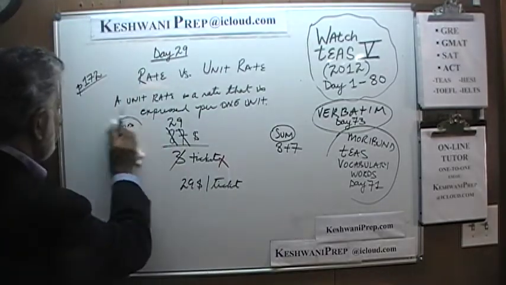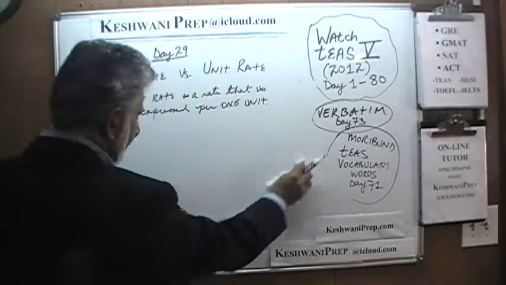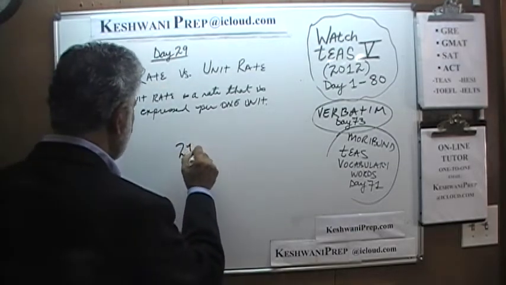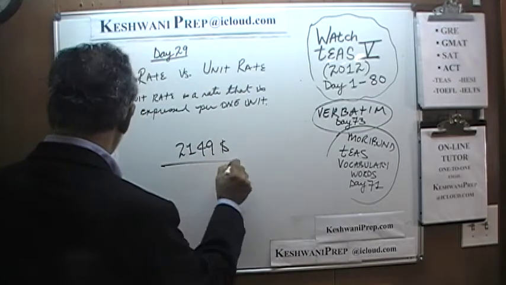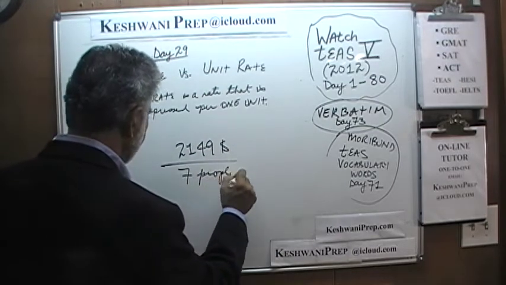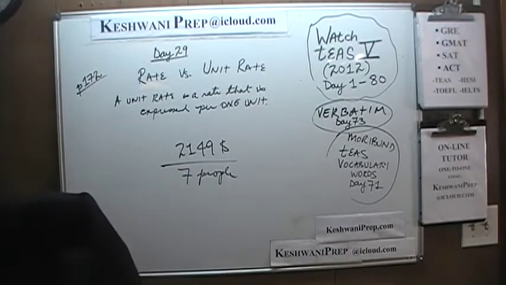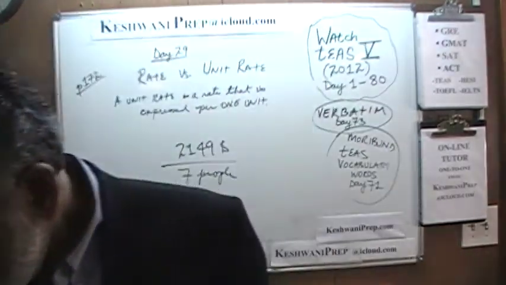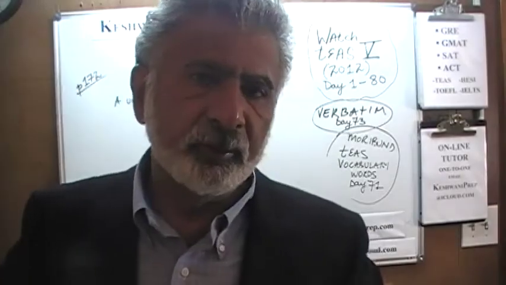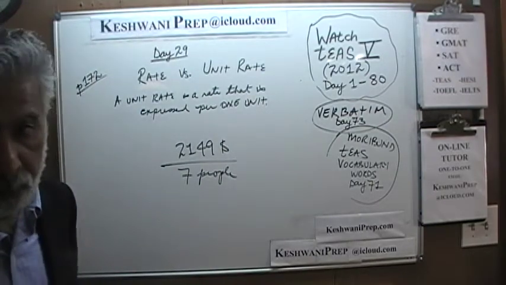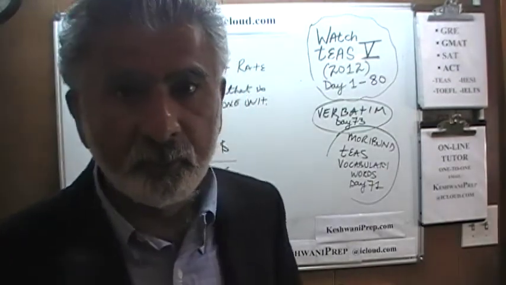Let's do one more. This time you do it yourself, pause the video. $2,149 for 7 people. So 7 people, maybe a family of 7, went on a vacation, and the airplane ticket turned out to be $2,149 for 7 of them. Again, if somebody asks you what was the price of the ticket, you're not going to tell them the price was $2,149 per 7 tickets. Well, you could, but it would sound a bit silly.